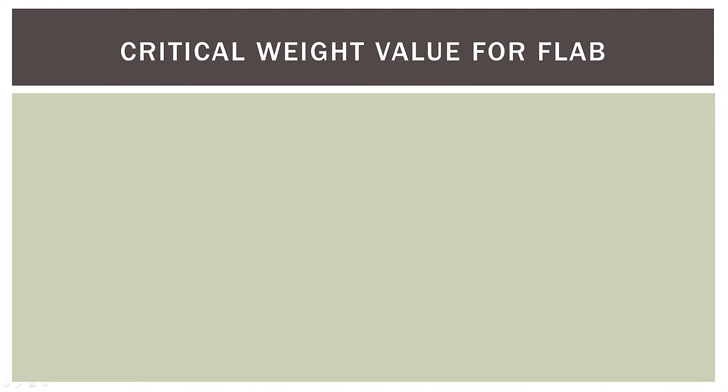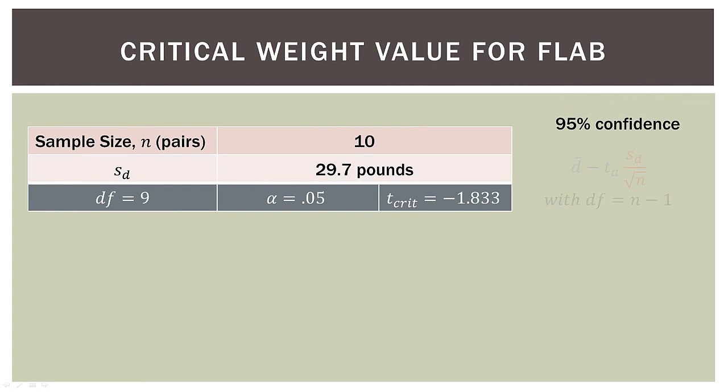So what is the actual weight in pounds at the critical t-value? Remember, this is our information here. Our sample size is n, and again, that's in pairs, so we have 10 pairs. The standard deviation of our differences, S sub d, was 29.7 pounds. Now our confidence interval, as you can see over on the right, is what we just learned before. So d bar, the mean of our differences, minus t sub alpha times the standard error.